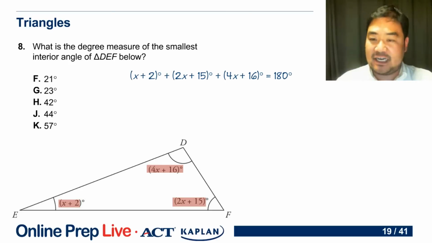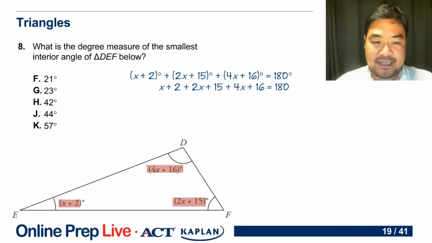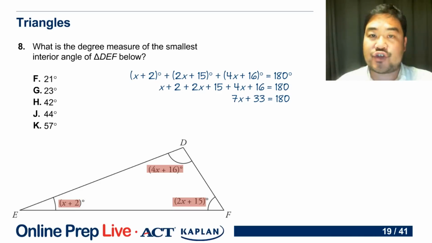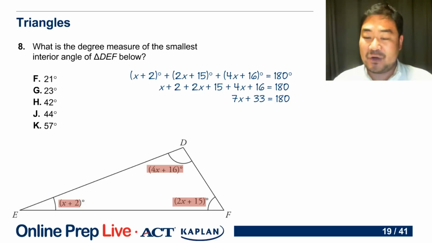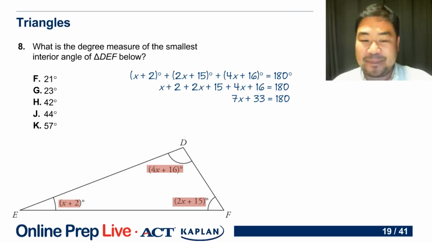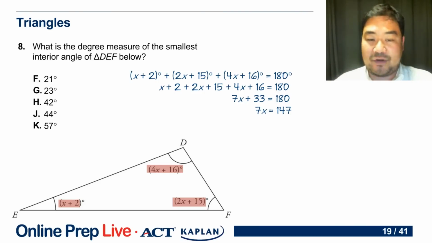180 degrees. So that's going to be our first step here to set up that equation. X plus 2, plus 2x plus 15, plus 4x plus 16 is equal to 180. Remember on the right side, you just set it equal to 180. They've got to add up to 180 degrees. And then from here, when we combine those like terms, x, 2x, and 4x, and 2, 15, and 16, that's going to give us 7x plus 33 is equal to 180 degrees. And then the next step here, again, this is now an algebra question all of a sudden, but hopefully not too challenging. If we subtract 33 on both sides, we get 7x is equal to 147, and x then is equal to 21.